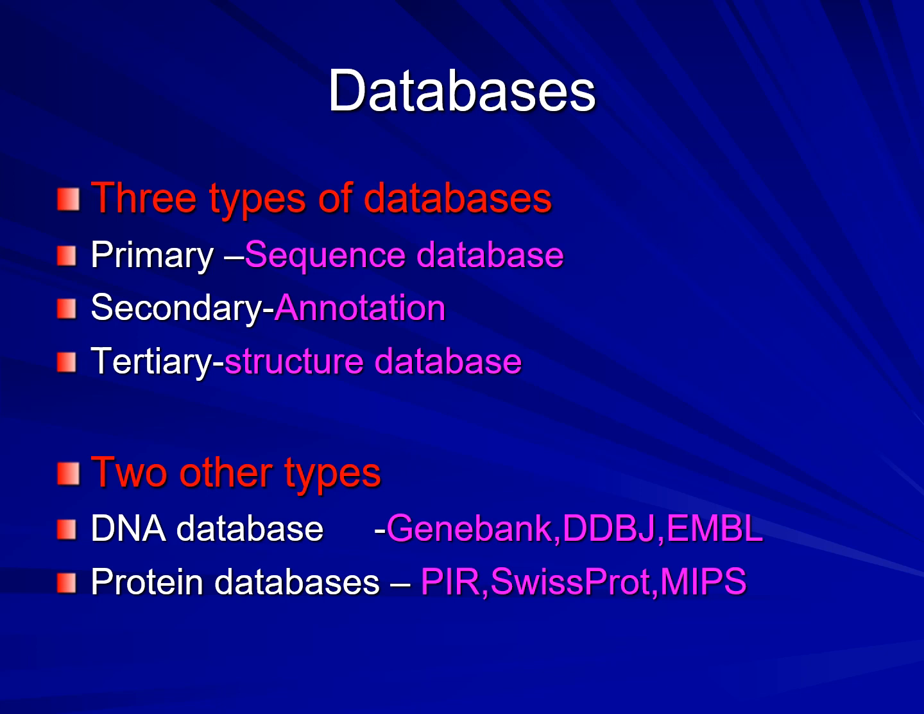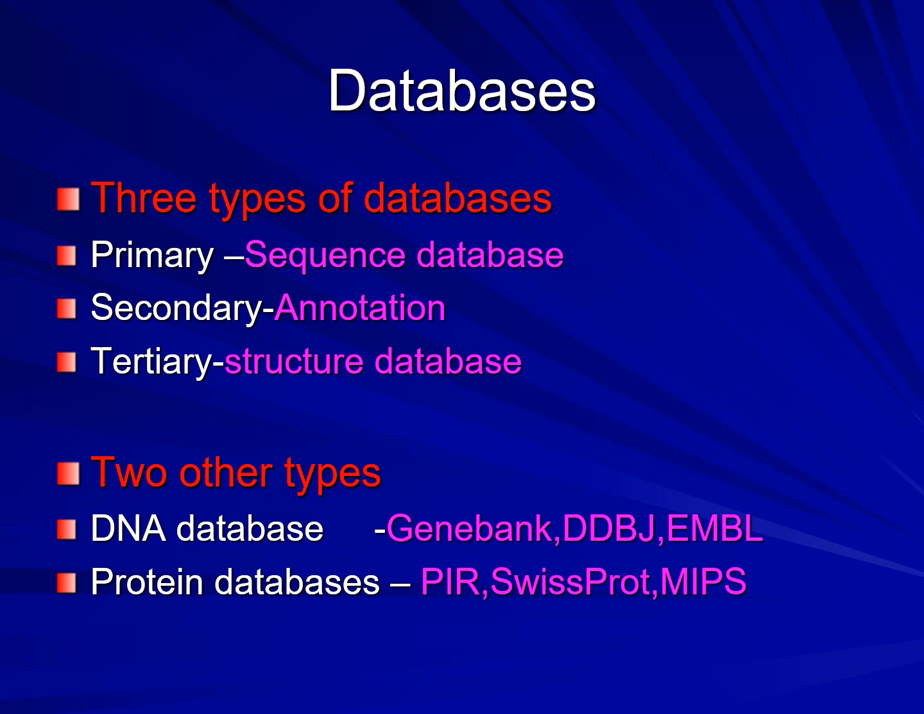And these types of databases are found online. Different scientists develop these databases. They are categorized into three: primary database, secondary database, and tertiary database. In primary databases, the sequences are deposited. Sequences of the protein or DNA are deposited in the primary databases.